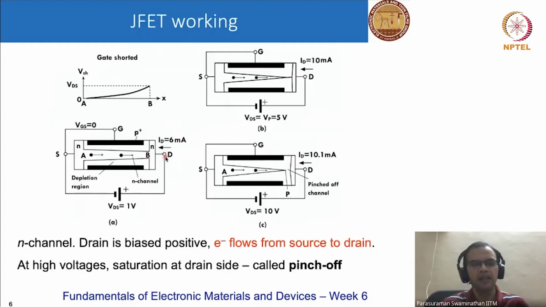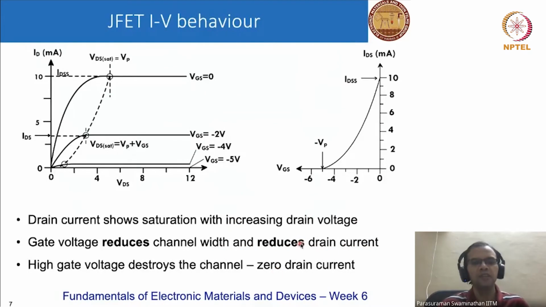and then the current is essentially a maximum. We reach saturation. So the drain is biased positive, and electrons flow from the source to the drain, and pinch off occurs at high voltage. Now, instead of shorting out the gate, if I apply a negative voltage to the gate, we basically reduce the width of the channel, which means that the drain current is also reduced.